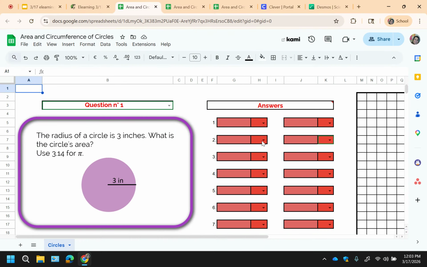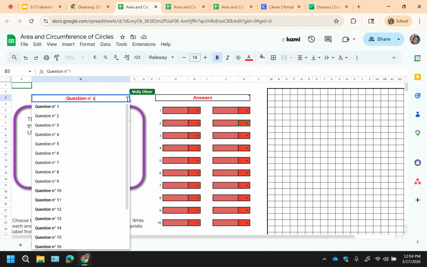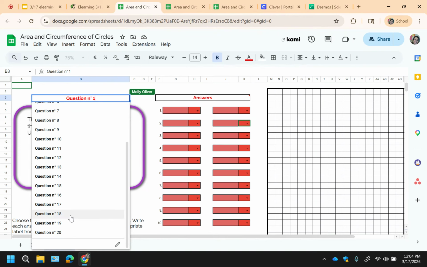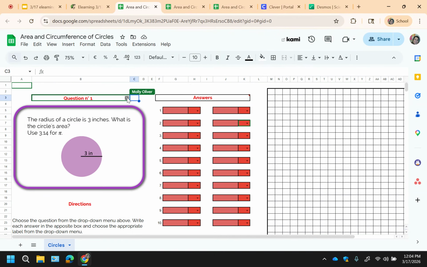Now, I know iPads and Google Sheets aren't always user-friendly. The best way to use it is to change your zoom to about 75%. Then if you need to zoom in later into your actual problem, you can do that just by zooming with your fingers. Now, there are 20 problems. To see all 20 problems, there is a drop-down menu at the title where it says question 1. There's a little arrow. You drop down, you pick which question you're doing, and it gives it to you.